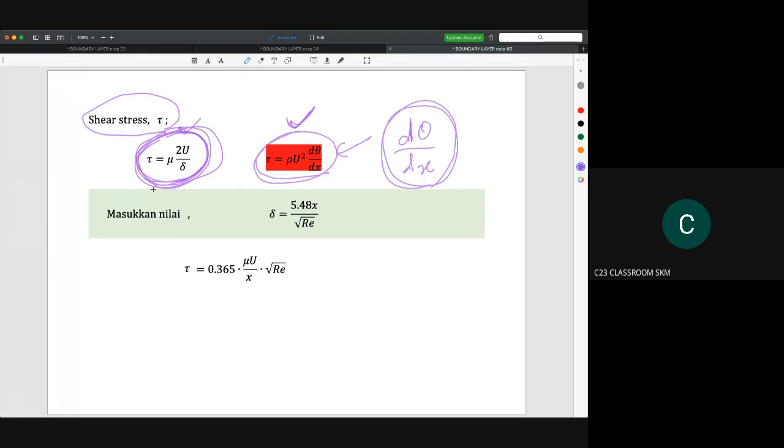So what we do is, we know that tau is equal to mu times U over delta, and then we substitute the value of delta with what we have previously. So you just substitute everything, and we have 2 here. Then you solve it, and you get 0.365 mu U over x square root of Reynolds number.